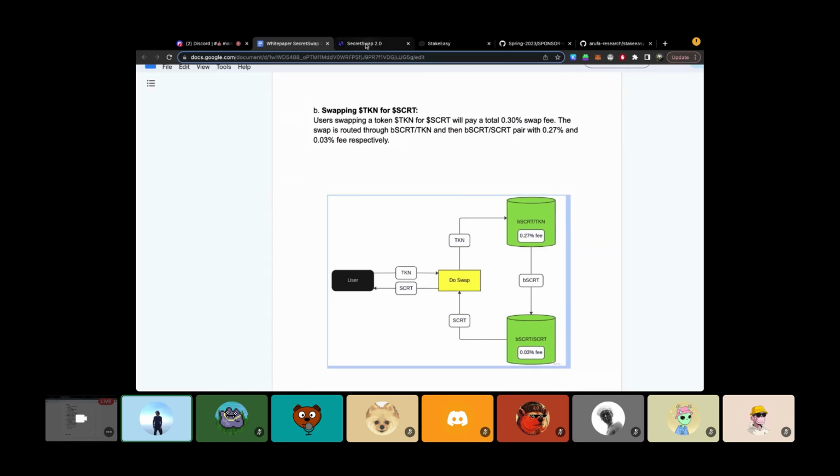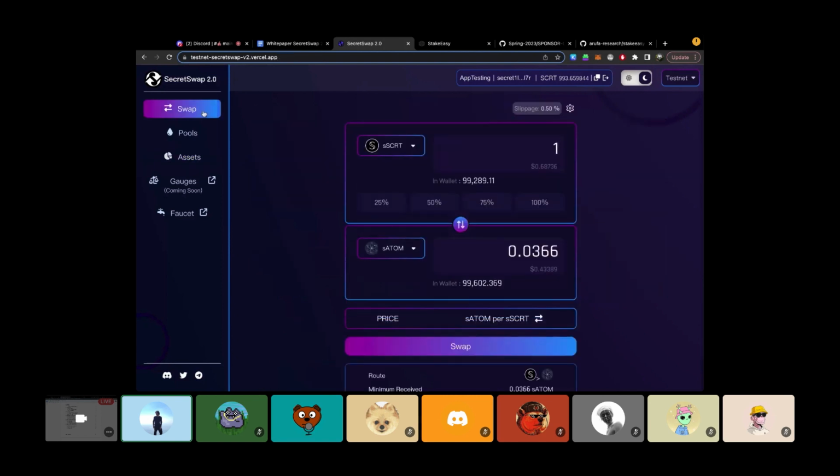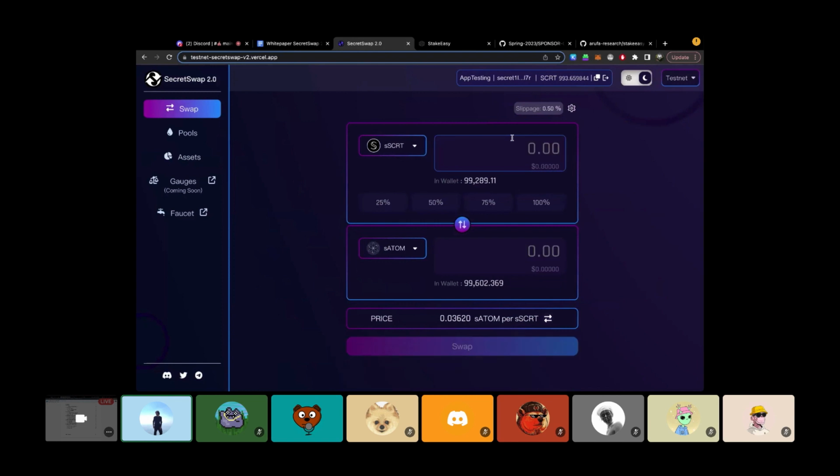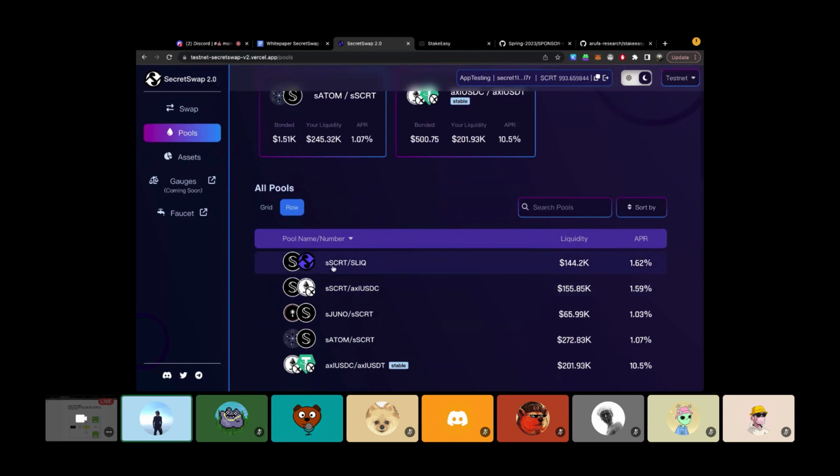So yeah, we have Secret Swap live on testnet right now. You can go through this URL. I'll also share this URL within the chat after this call. And yeah, I'll just show you. Currently it does not have B secret pools because we are finalizing the staking interface, and probably by tomorrow or the day after tomorrow, we'll have the B secret pool on the testnet itself.